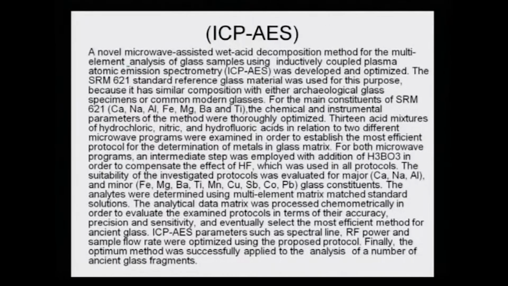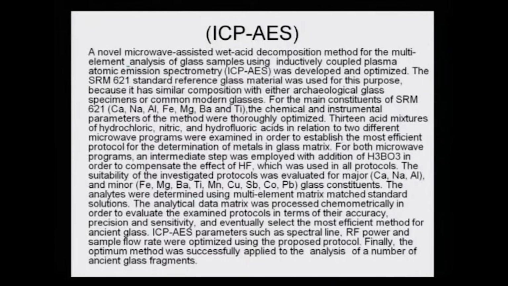ICP-AES parameters such as spectral line, RF power and sample flow rate were optimized using protocols which were used in the process. So, these are the three things which were manipulated. The spectral lines, that means which line to choose. The other day I was mentioning, when I was talking about ICP and AES, I said that in ICP we can do multi-element analysis, and while we are doing multi-element analysis, if two metals have very close spectral lines, then we choose the second grade of the spectral lines for the second element, so that there is no interference caused by the spectral lines, and there should not be any confusion, because the two metals may not be able to be discriminated properly.